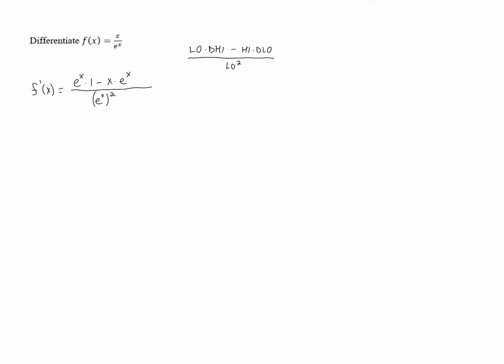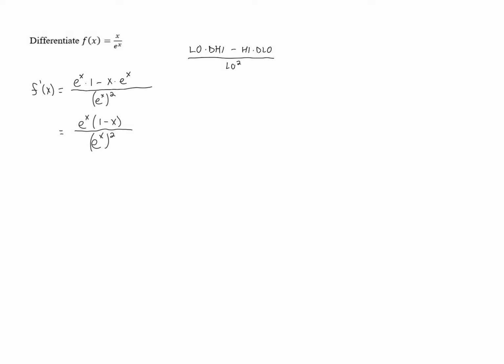We can also write that as e to the 2x, but I don't think we need to. Let's just see what happens next here. In the numerator, we have a factor of e to the x that we can factor out. So that's e to the x times 1 minus x, all over e to the x squared.